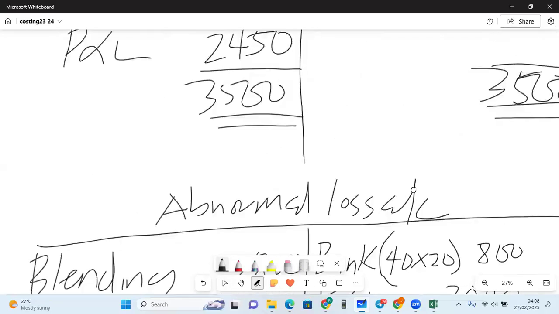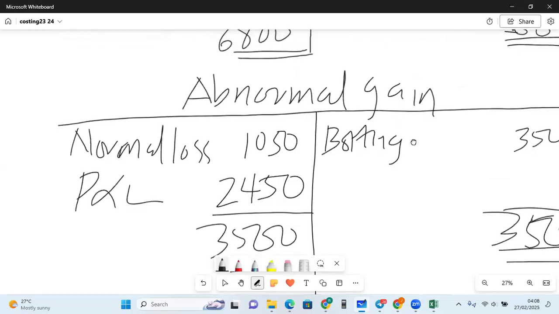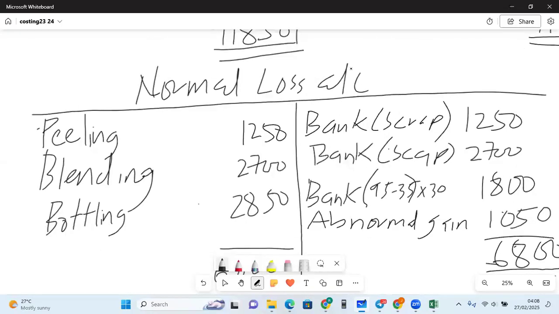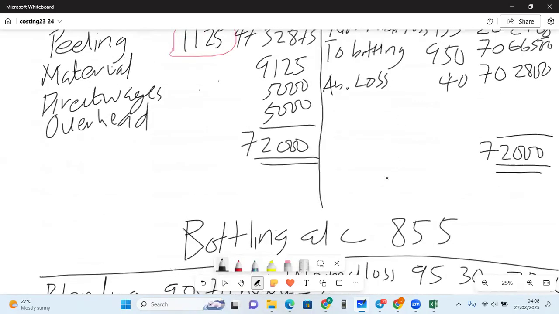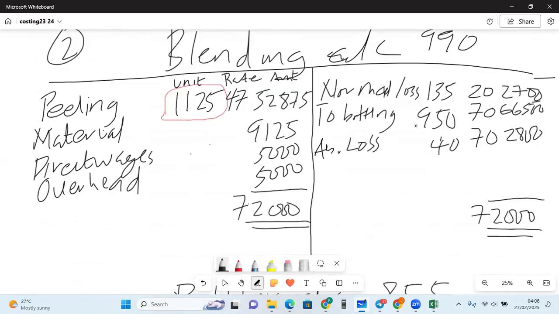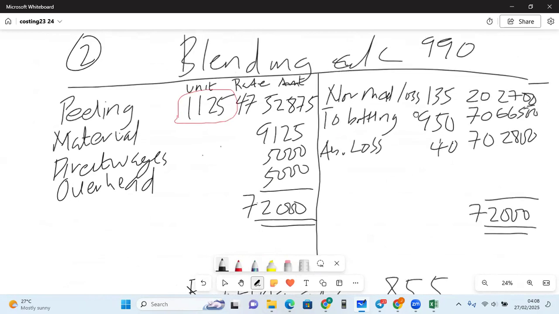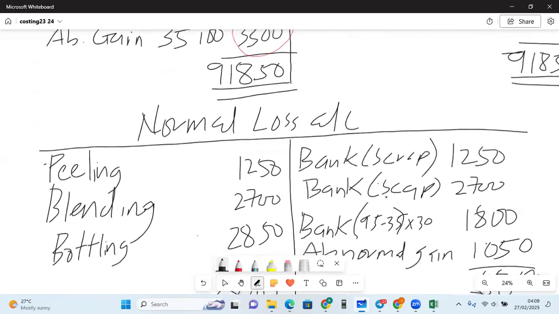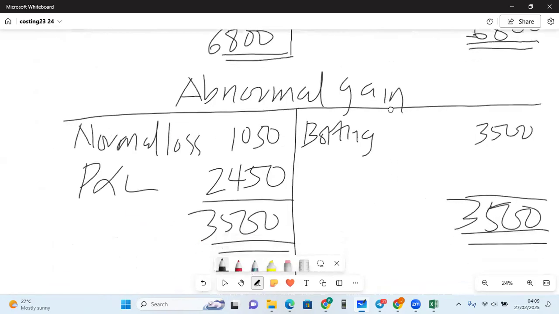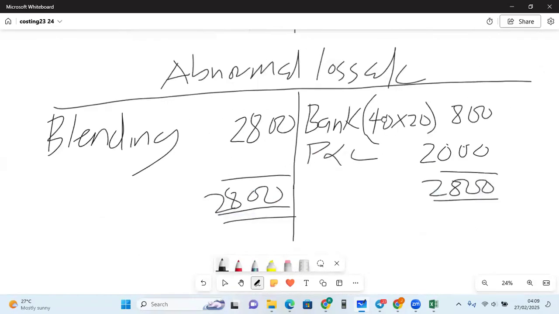So for this, you see the abnormal loss unit was what? 40. And the normal loss is what? 20. So this normal loss is going to pay some of this abnormal loss. It's going to pay it. That's why we're taking it out here. So this is actually it for the first part of the question 4.